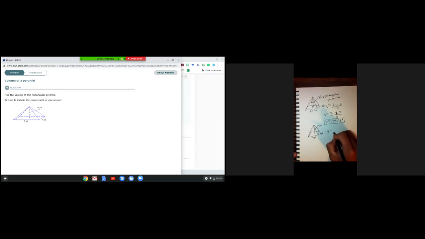So V is L times W times H divided by 3. We got V is L, which is 9, times W, which is 4, times the height, which is 6, divided by 3. Let's cross 3 off, call 6 a 2. So V is equal to 9 times 4, which is how much? 36 times 2, which is 72. Our units are yards cubed. That, my lovelies, is the volume of a rectangular pyramid.